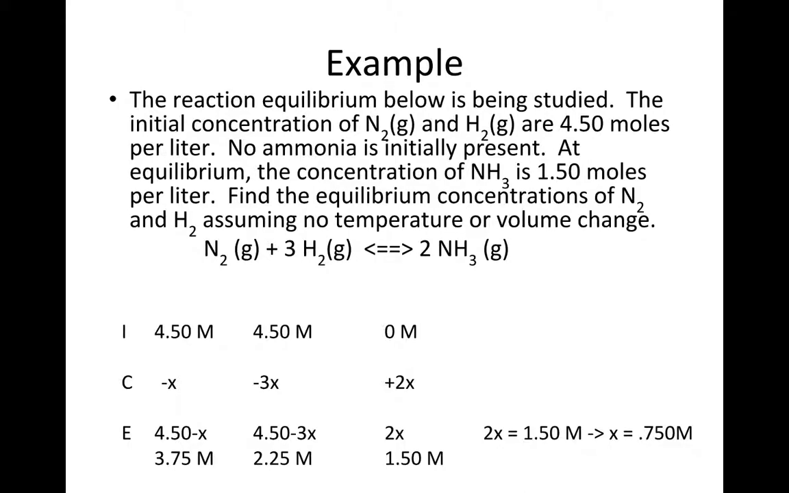So putting the initial and change together, we get the equilibrium number for N2 to be 4.50 minus x, 4.50 minus 3x for H2, and 2x for NH3. Now this one's fairly easy because they told us the concentration of NH3 at equilibrium is 1.50 molar. So using 2x equal 1.50 molar, I can get the x value to be 0.750 molar. Plugging that back into the equilibrium formulas for N2 and H2, I get 4.50 minus 0.75 is 3.75. 4.50 minus 3x is 2.25.